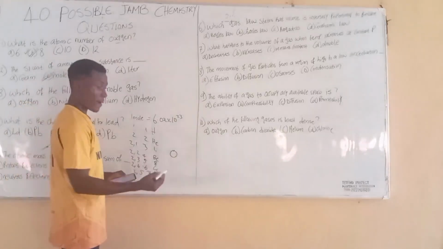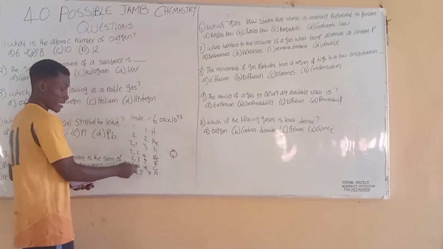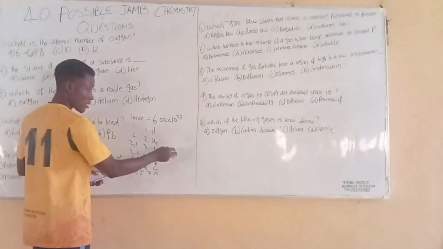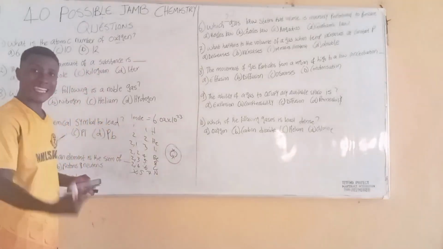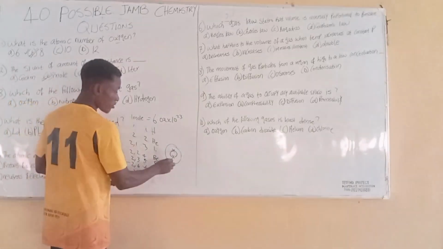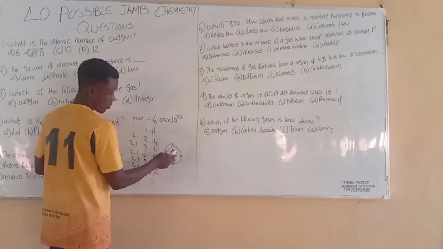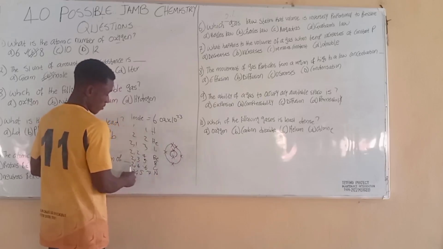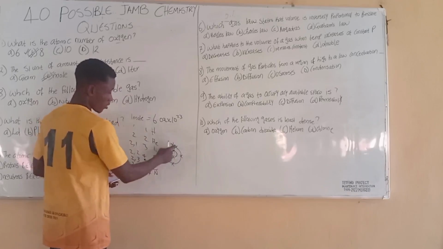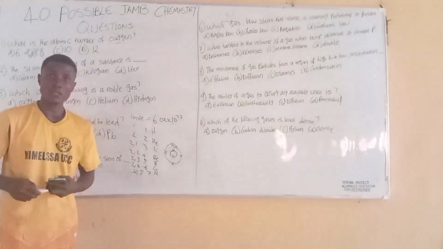So the nitrogen is not balanced in the sense that the innermost must contain 2, which means that the first 2 is out, right? And the outermost must contain a maximum of 8. So when you count 1, 2, 3, 4, 5, 6, 7, this is 7, right? You get to find out that it is not complete.